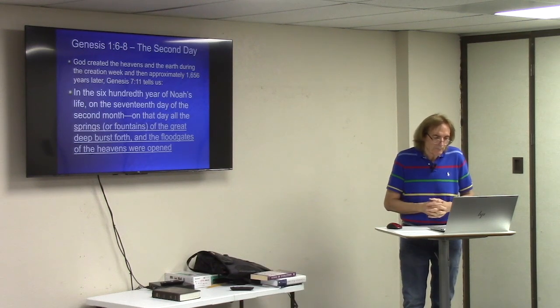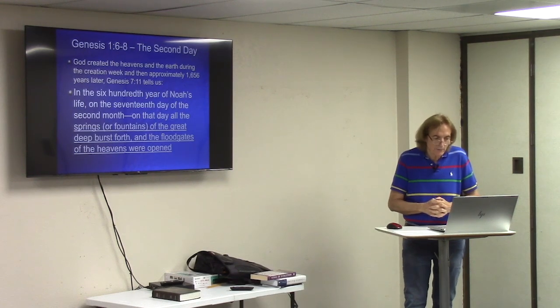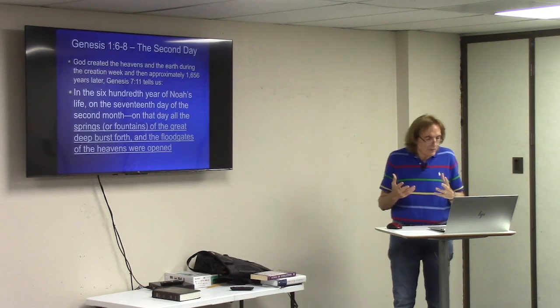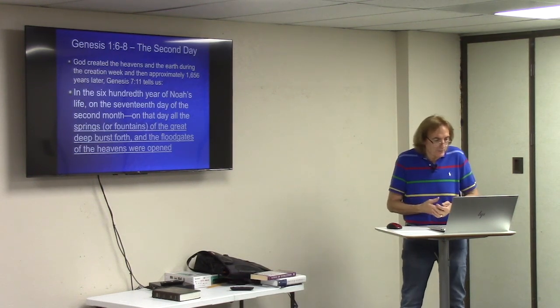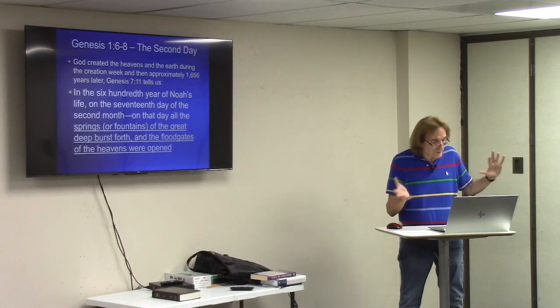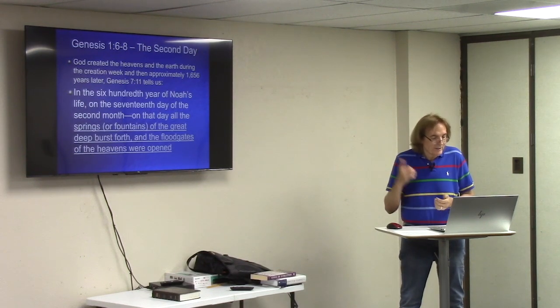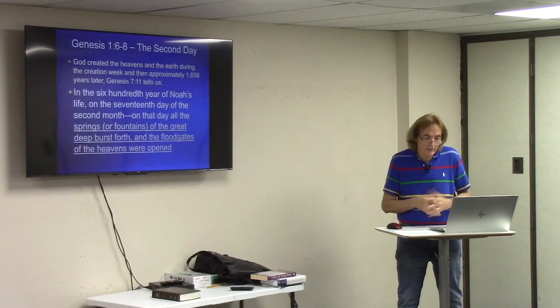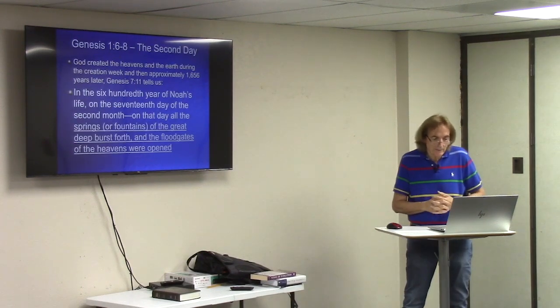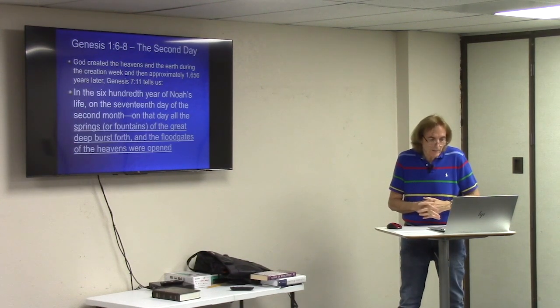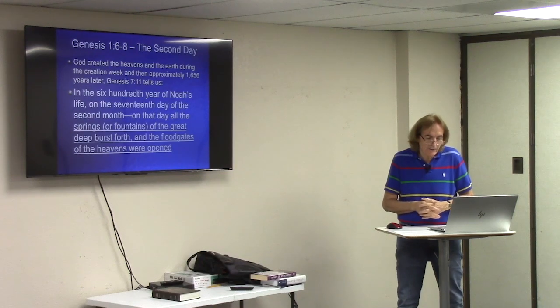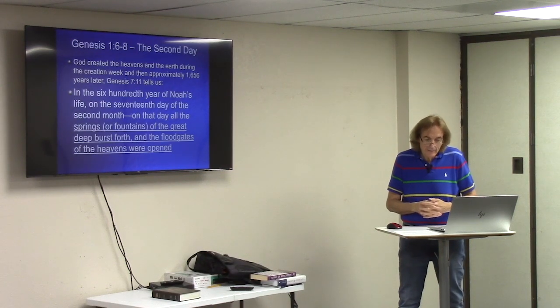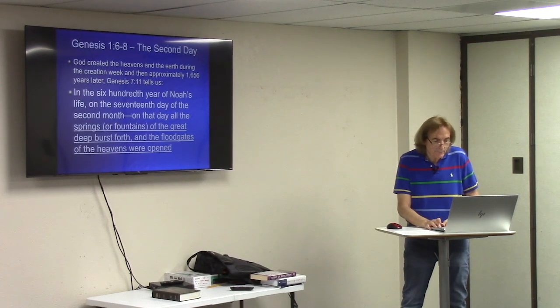And so it's critical, I think, to understand this passage and how it relates back to Genesis 1:6 through 8. So the Bible states, of course, that God created the heavens and the earth during the creation week, and then approximately 1656 or so years later, in Genesis 7:11, he tells us that in the 600th year of Noah's life, on the 17th day of the month, on that day, all the springs or fountains of the great deep burst forth, and the floodgates of heaven were opened.